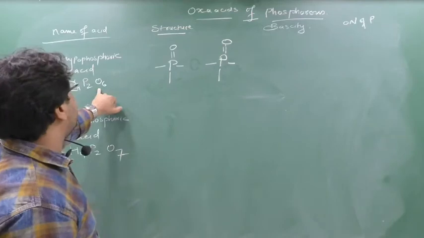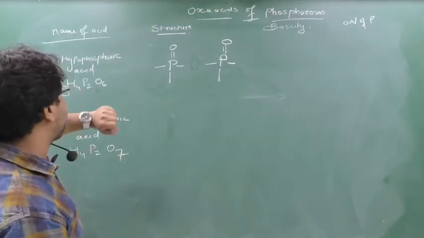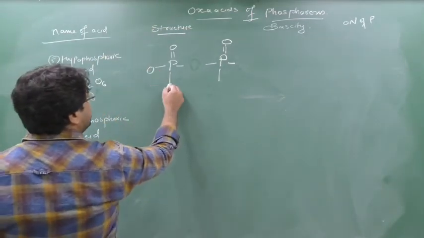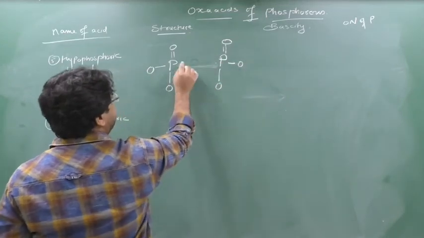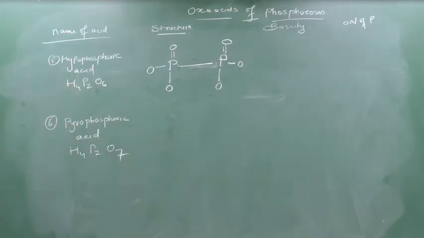Now see, out of 6, 2 oxygen went. Now how many are remaining? 4. So 1 oxygen will come here, 1 here, 1 here, 1 here. So they will make a bond. Means there is a PP bond in H4P2O6.